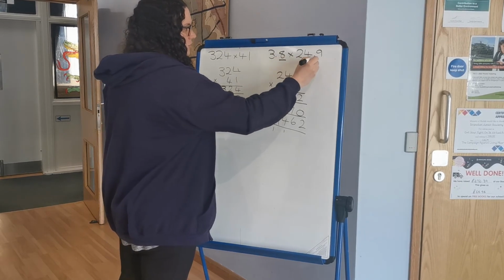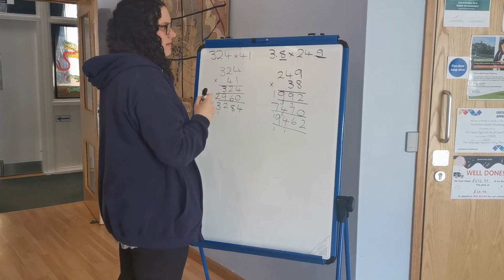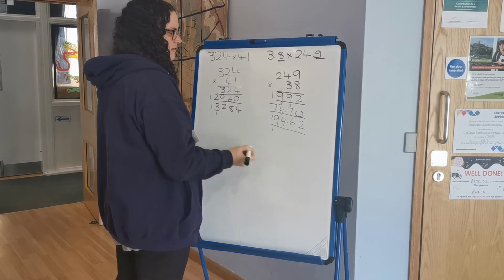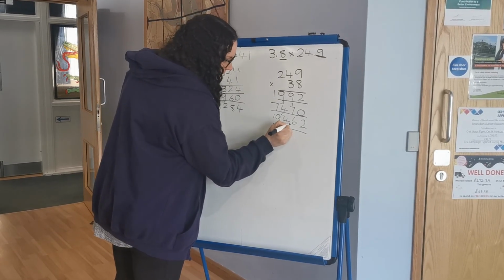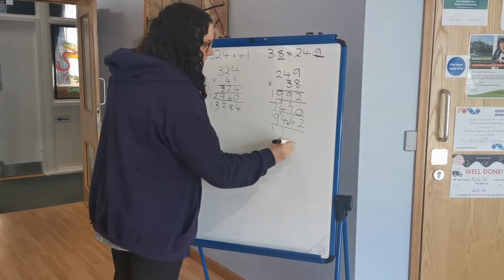Now I need to reconsider these decimal points. Can you see that I've got 2 numbers after the decimal points in my question? Therefore I need 2 numbers after the decimal point in my answer. So it would go there. So my answer would be 94.62.